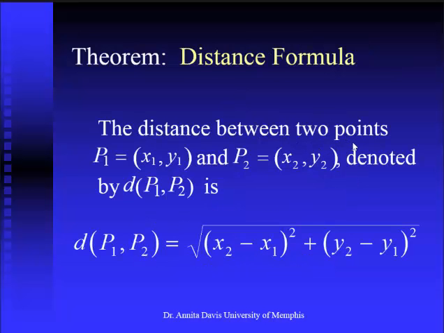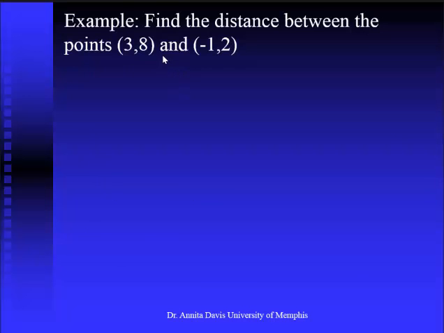The distance between any 2 points, (x1, y1) and (x2, y2), we denote this distance by d(P1, P2), and it's given by the square root of (x2 minus x1) quantity squared, plus (y2 minus y1) quantity squared. For example, find the distance between the points (3, 8) and (-1, 2).